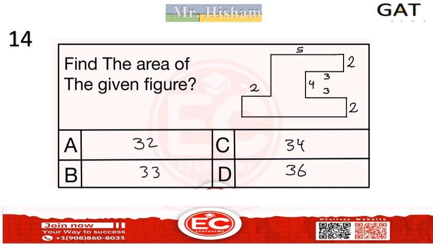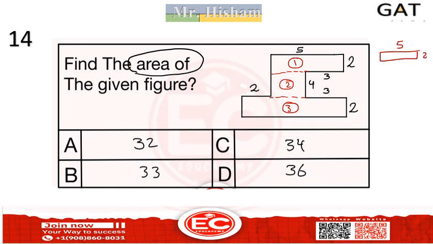Question 14. Find the area. You can't find the area of a shape which is not a regular shape, so you need to divide the shape into small rectangles. I will draw this side and this side, and call this one 1, this 2, and this 3. For rectangle 1, this is 2 and this is 5. So the area of 1 is 5 times 2, which is equal to 10.